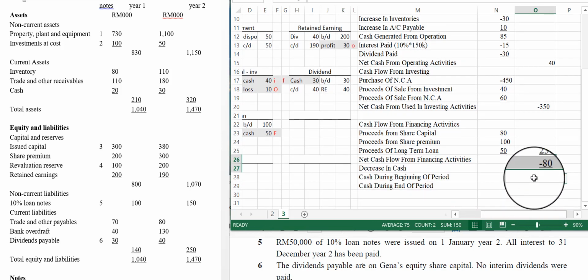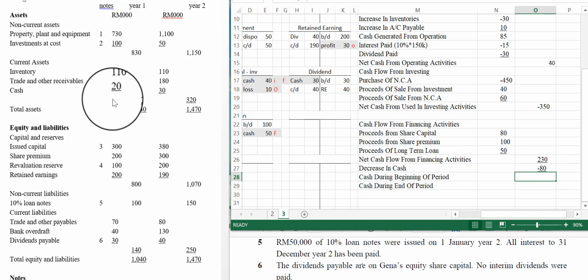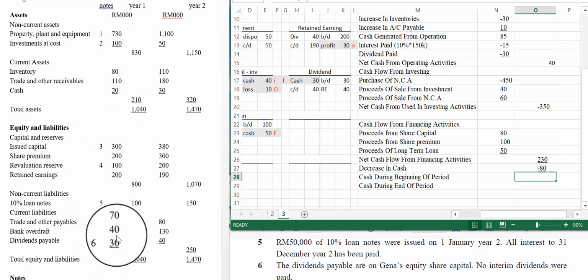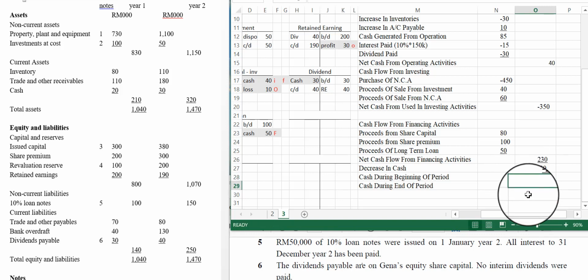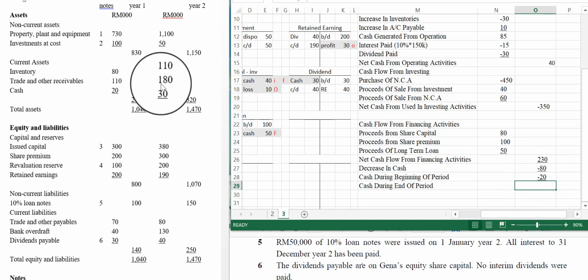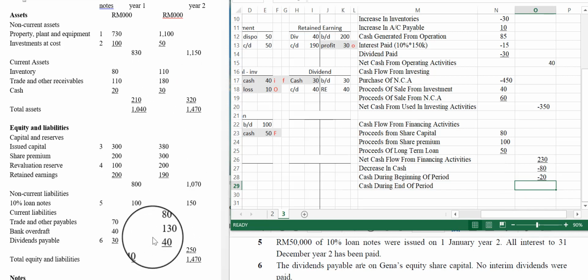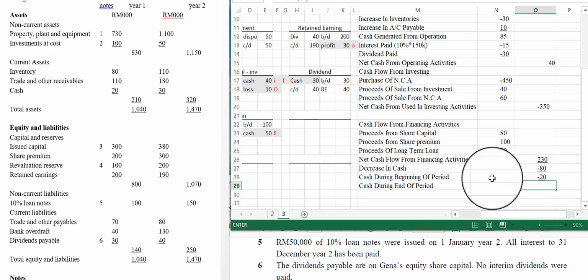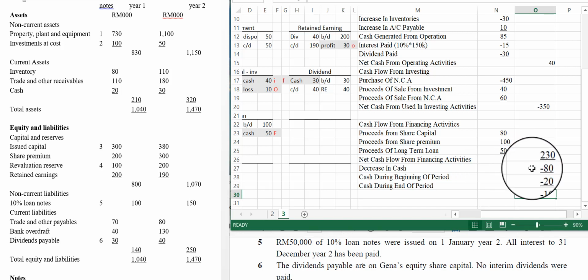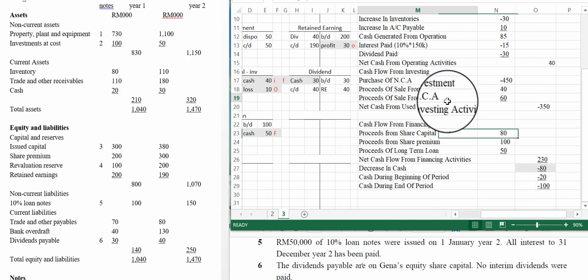Now, look at here, cash flow at the beginning of the period. So this is your year one. Cash is 20, and bank overdraft is 40. So negative 20. And then your cash flow at the end of the period, you have cash on hand 30. And bank overdraft is 130, so 30 minus 130, you should have minus 100. So by right, these two add-on should be the same as this. Now if you look at this, you get the result. Okay, so this is for question 2.